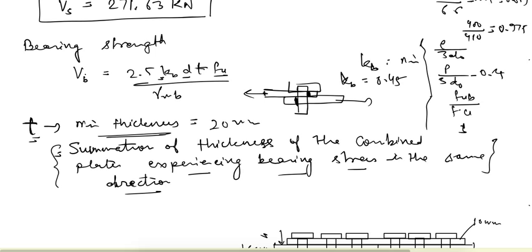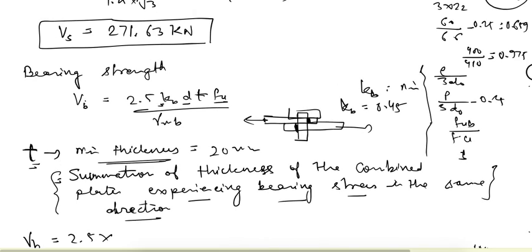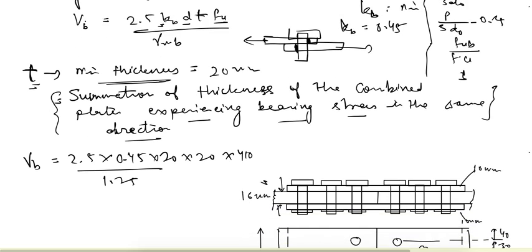Rest of the things are given, we know everything, so we can find out the bearing strength here. So Vb is equal to 2.5, Kb we obtained as 0.45, d is 20, t is 20, fu is 410 divided by 1.25. So this will give us the bearing capacity of a single bolt, that is 147.6 kilonewton if we divide it by 1000 also.